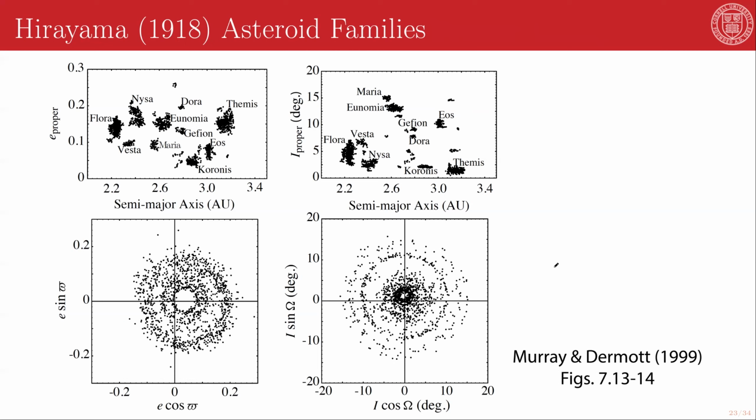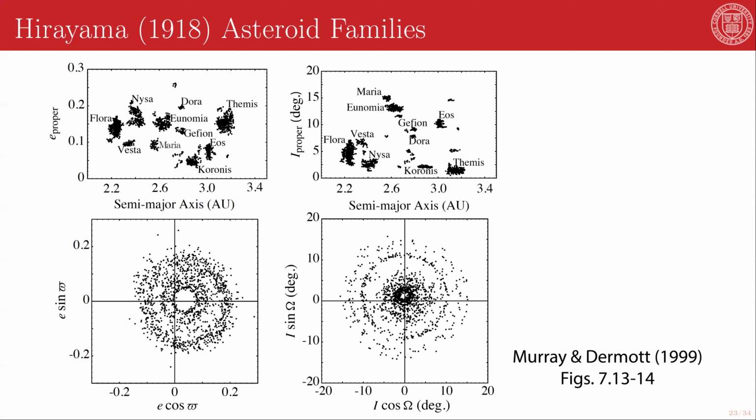And this is what is being shown here. These are the proper eccentricities and proper inclinations plotted against semi-major axis for a large number of various asteroids within the solar system. And we see clear clustering. And this is what allows us to define asteroid families.